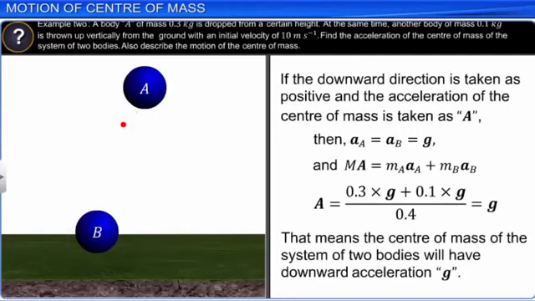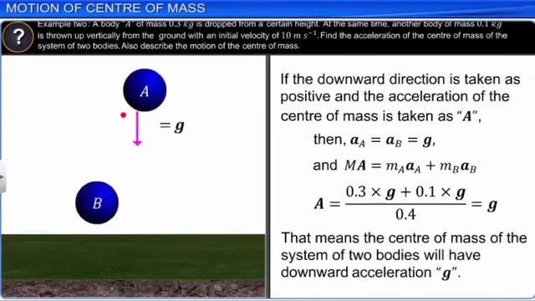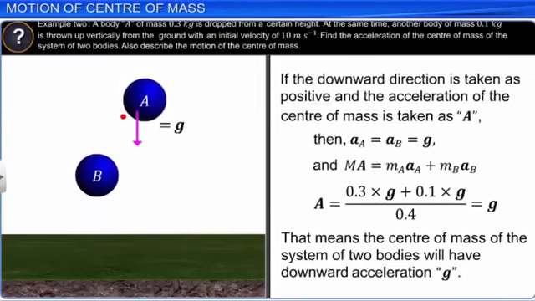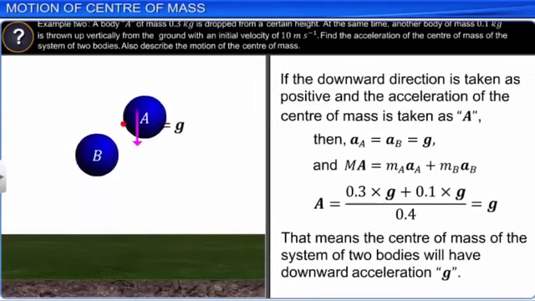Since the center of mass has initial velocity in the upward direction and acceleration in the downward direction, it initially moves up with decreasing velocity, reaches a maximum height, and then starts moving down.